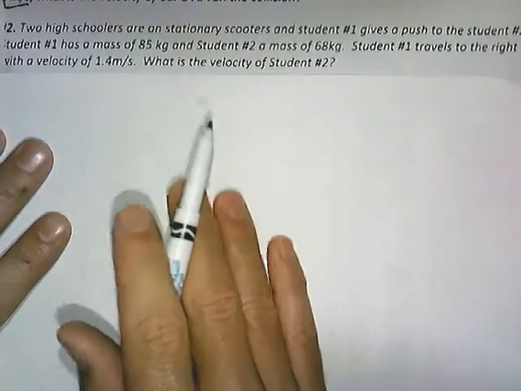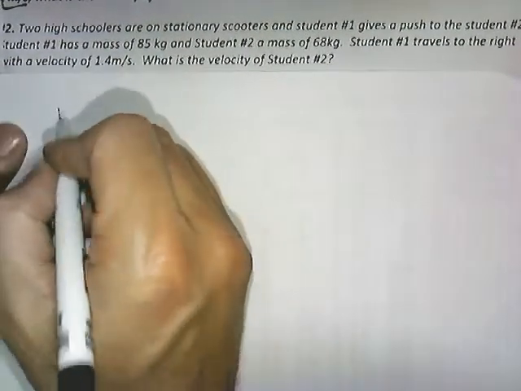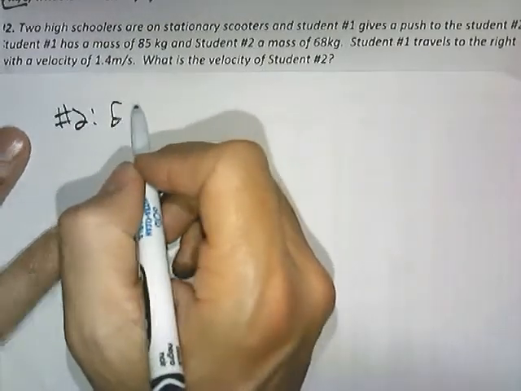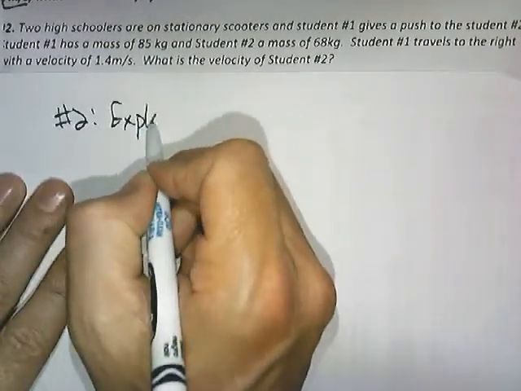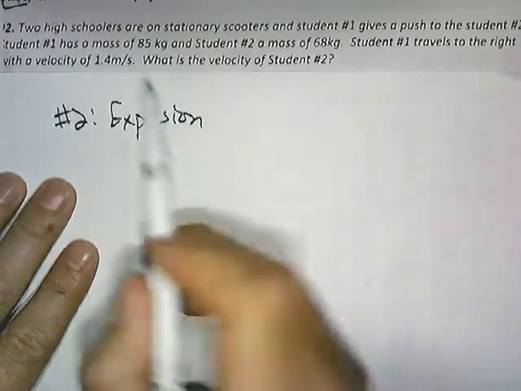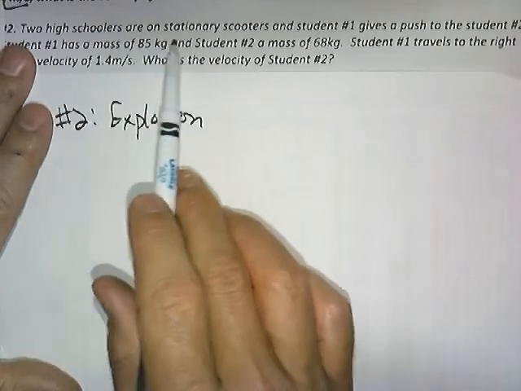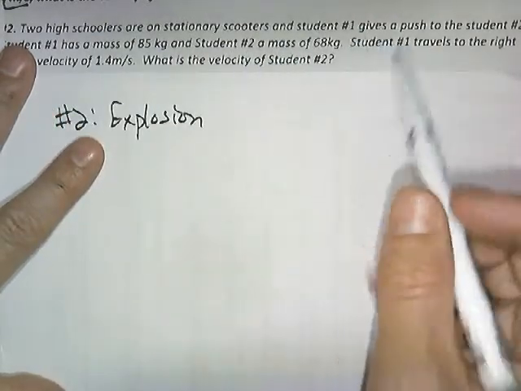All right, we're going to solve problem number 2 on the example problems that I asked you to complete. This one happens to be what we're going to call an explosion problem. An explosion simply says, let's read the problem. Two high schoolers are on stationary scooters, and number 1 gives number 2 a push.